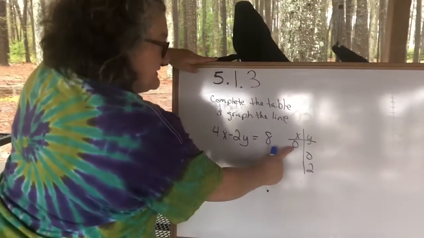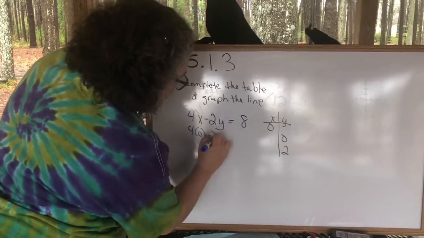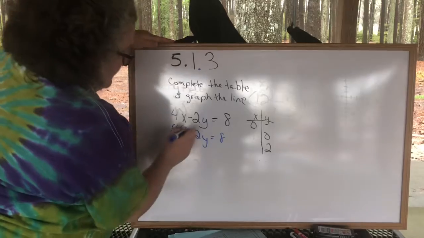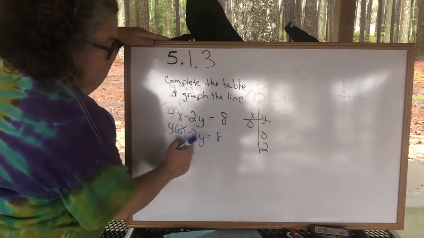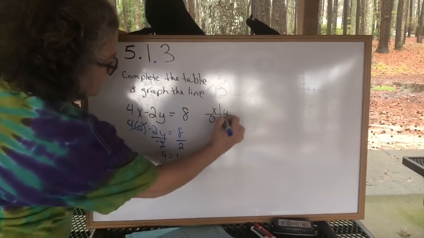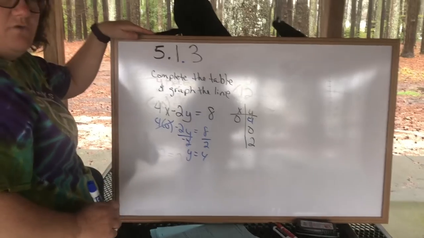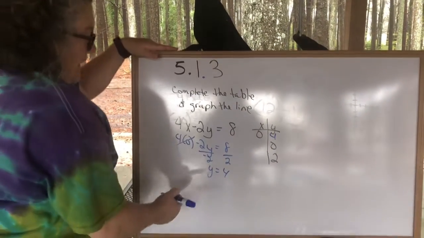So I'm going to take this 0, it's for the x, and I'm going to plug it in here. So we have 4 times 0 minus 2y equals 8. 0 times 4 is 0. So then this is negative 2y. I can divide by negative 2, and y is equal to 4. So my first ordered pair is at 0, 4. Now I'm going to go ahead and complete all 3 of these before I graph it.